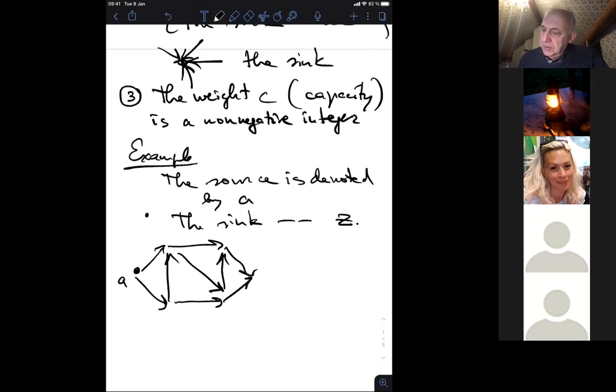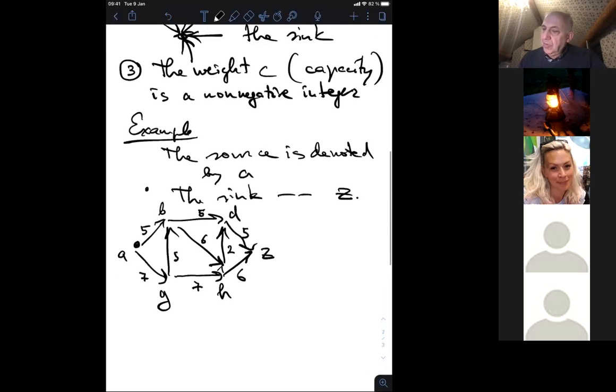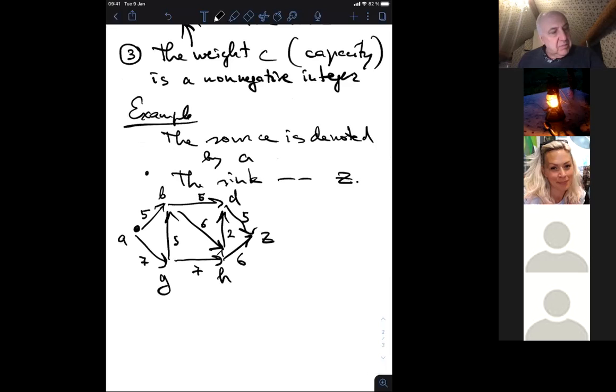Okay, so this is my source. This would be my sink. And then I have further vertices B, D, G, and H. And let me put my capacities: 5, again 5 here, 6, 5, 7, 7, 2, and finally this would be 6. Okay, so this is a transport network.